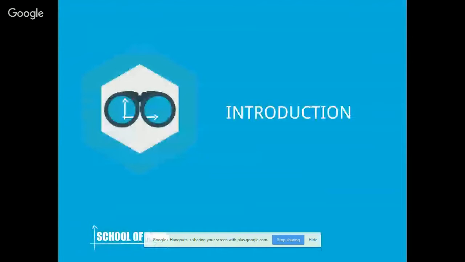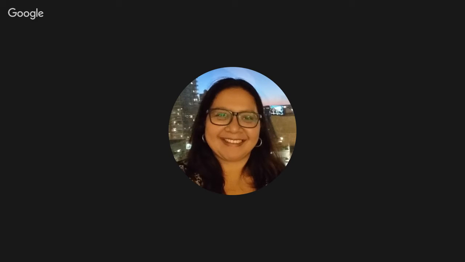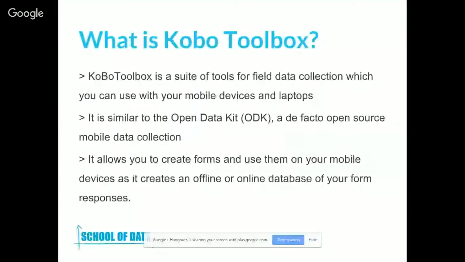So what is Kobo Toolbox? Well, basically, Kobo Toolbox is a suite of tools for field data collection, which you can use with your mobile devices and laptops. For those of you who have used Open Data Kit, it's actually a bit similar. Open Data Kit is a de facto open source mobile data collection tool as well. But I guess the only difference between Kobo Toolbox and Open Data Kit is that Kobo Toolbox was specifically designed for humanitarian agencies and humanitarian actors. And it was actually developed by Harvard Humanitarian Initiative.